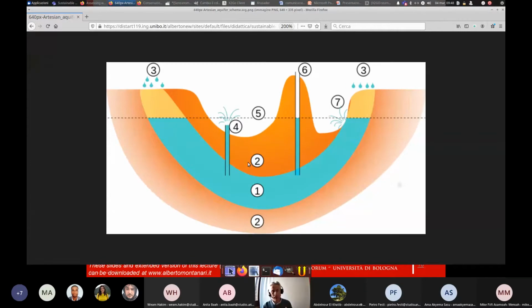So aquifers, first of all, are replenished by infiltration, meaning that you get some rainfall. When it rains, you get some rainfall infiltrating into the ground, and then the water gets stored in aquifers. You see these drops here under the number 3 on the left and on the right. This is rainfall that infiltrates.